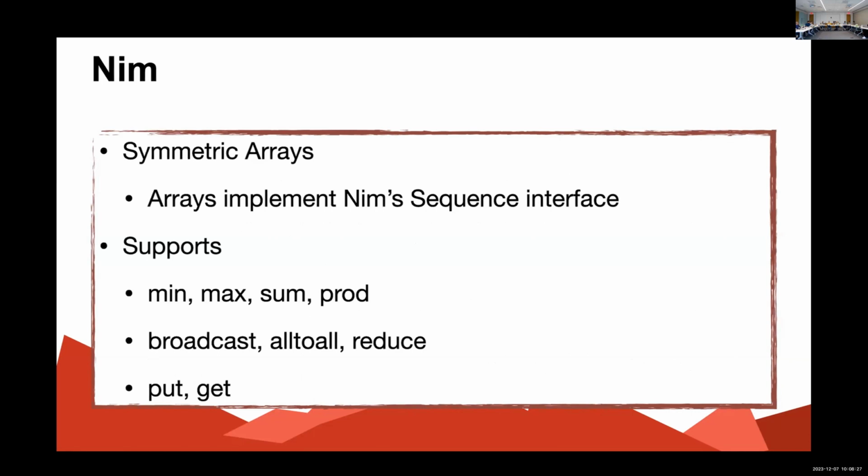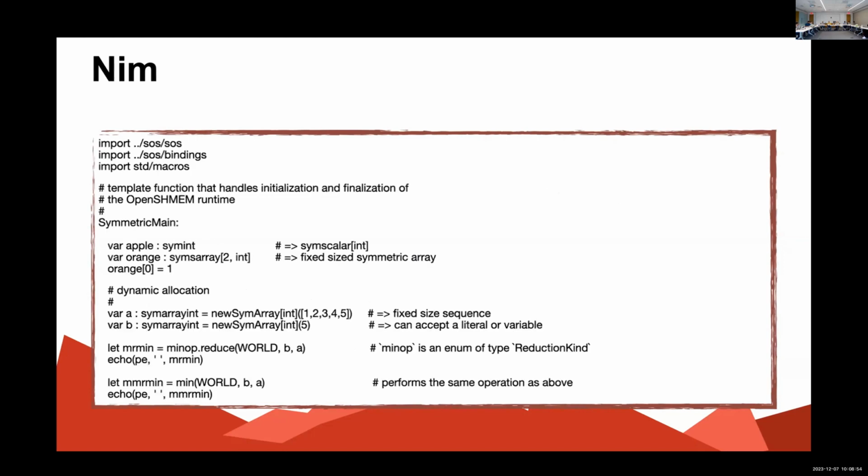So arrays implement Nim's sequence interface, so you can use a symmetric array just like you can use any type of sequence type in Nim. And it also supports all the same functionality that we had done in Python all over again. One of the things we really want to do is go back and see what the performance differentials are. But we didn't really have time to do that kind of work prior to this particular conference, which is unfortunate, but might be something we do soon in the future.